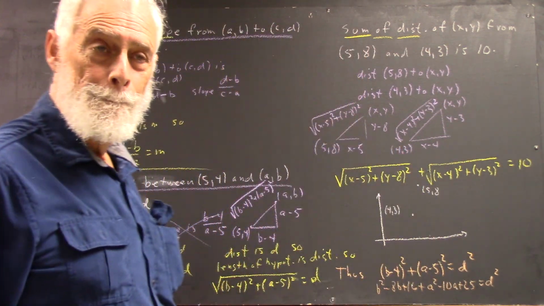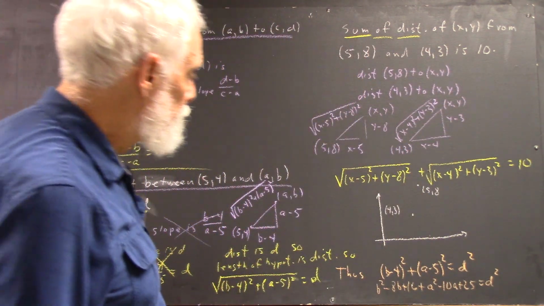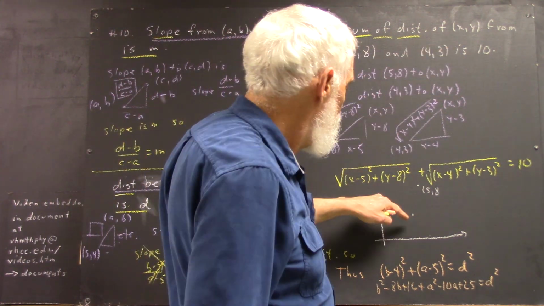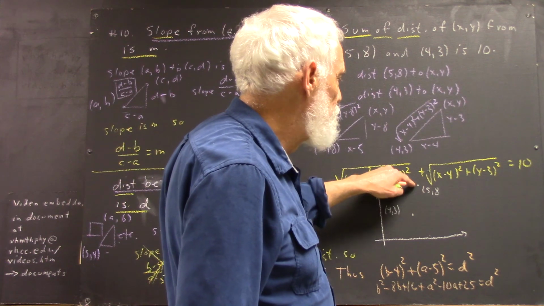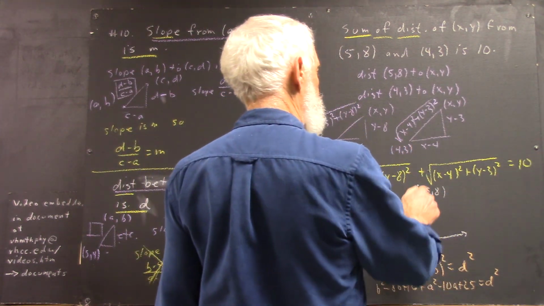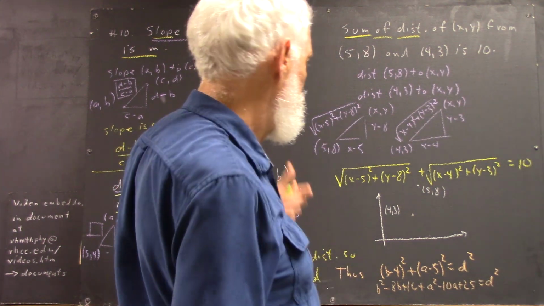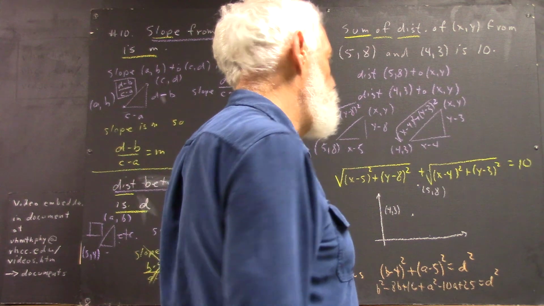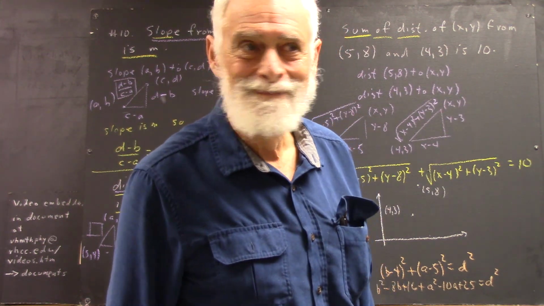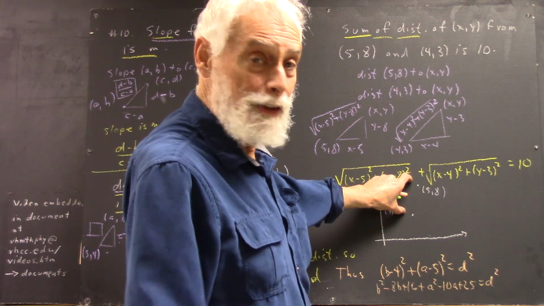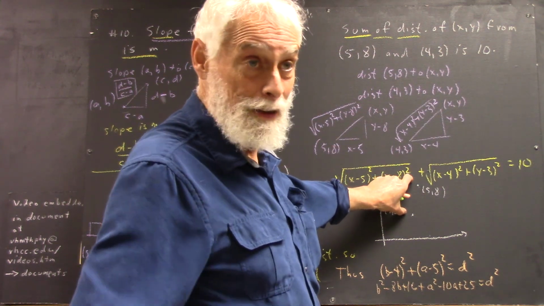Okay? Now all the points where the distance of xy from these 2 points adds up to 10. Well, what's the distance between 4, 3, and 5, 8? Well, it's going to have a 1, it's going to have a 5. It's going to be about 5.2. Okay, so this distance is about 5.2. You could figure that out. That'd be easy, right?